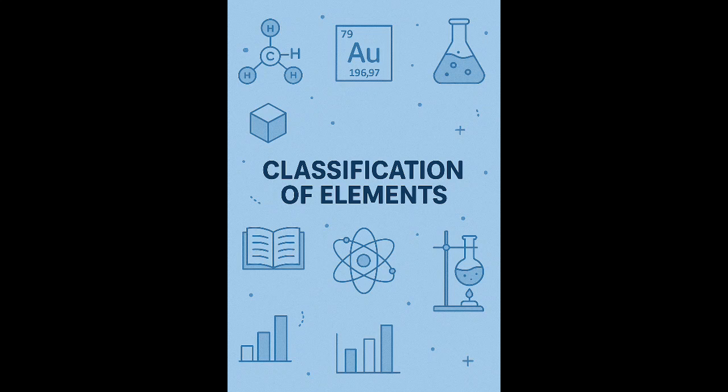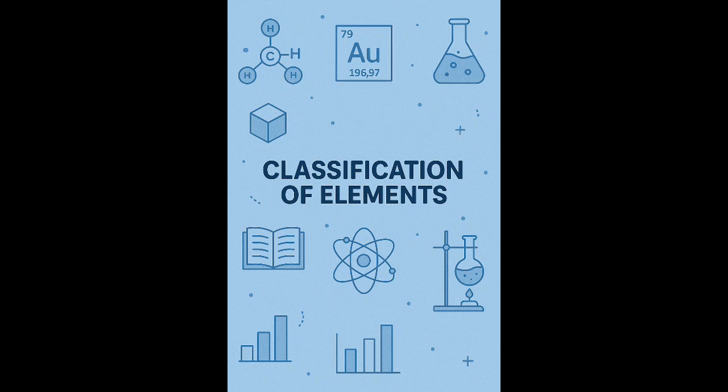To overcome these, Henry Moseley came in with a better solution. He found that the atomic number, not the atomic weight, was the real key. So came the modern periodic law: the physical and chemical properties of elements are periodic functions of their atomic number. This means when elements are arranged by increasing atomic number, elements with similar properties repeat at regular intervals.